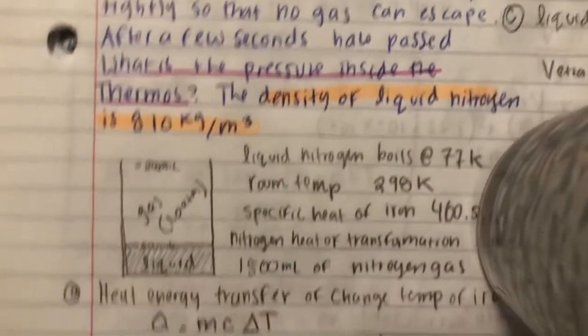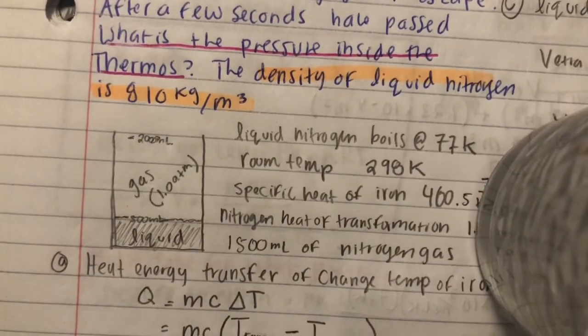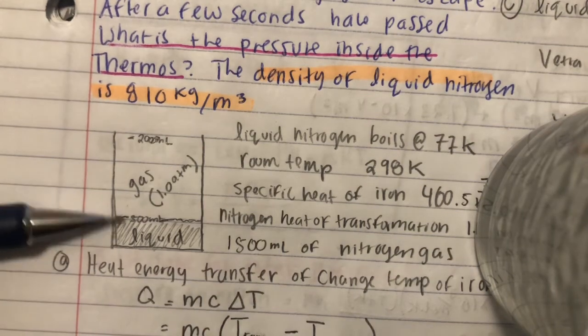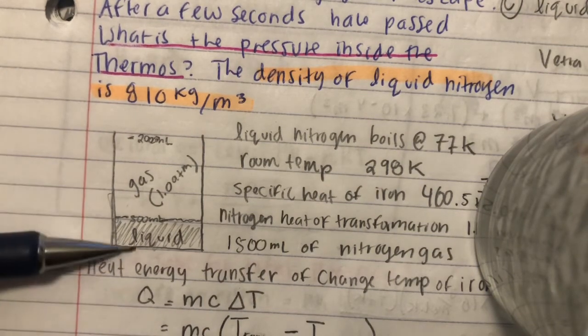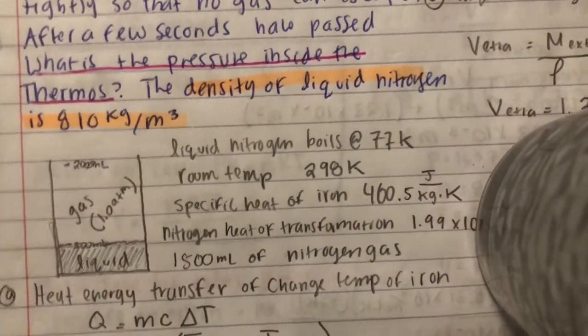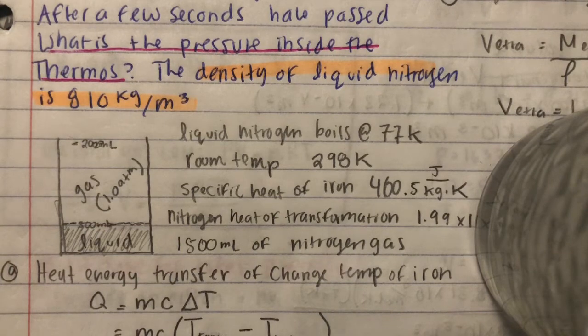So I just highlighted what's going to be important. And then I drew out the thermos bottle, which is going to be 500 milliliters of liquid nitrogen, and then the rest is going to be gas. And then I also wrote things that are going to be important that they don't give to us, but you could easily find in your book. That's the temperature at which liquid nitrogen boils, the room temperature, the specific heat of iron, the nitrogen heat of transformation, and the volume of nitrogen gas.